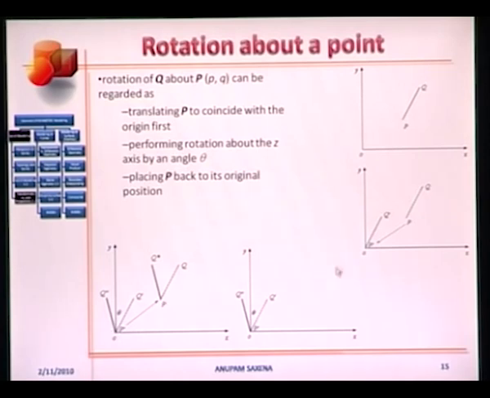The 3 concatenated operations, translation, rotation, and translation, or inverse translation in this case, are equivalent to point Q getting rotated by an angle theta to a new point Q star about the point P. We can work out the math.